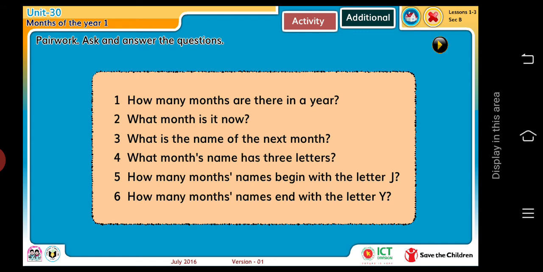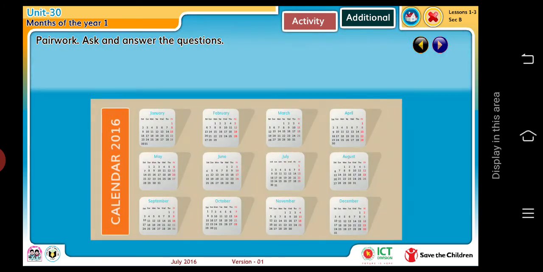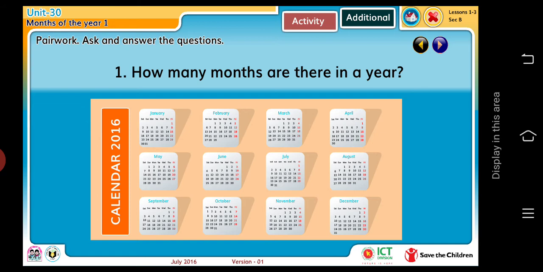Ask and answer the questions. How many months are there in a year? January, February, March, April, May, June, July, August, September, October, November, December. There are 12 months in a year.